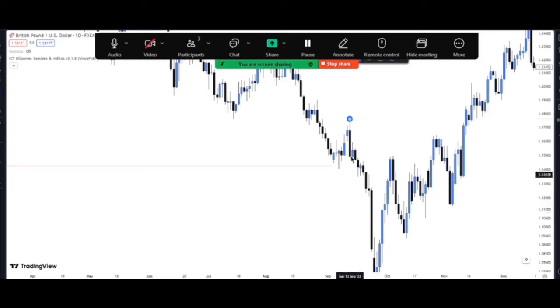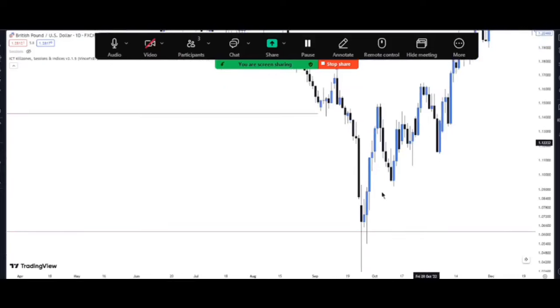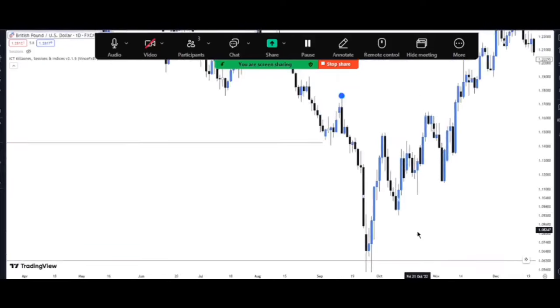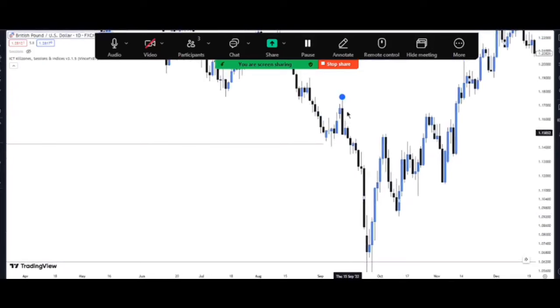No, that's not a high because inducement was not taken. The inducement to confirm this low is here. It's actually here. So this is not a high. Do we understand what we are doing at all? Are we there? Yes, we are seeing.